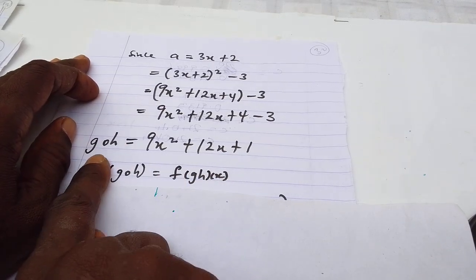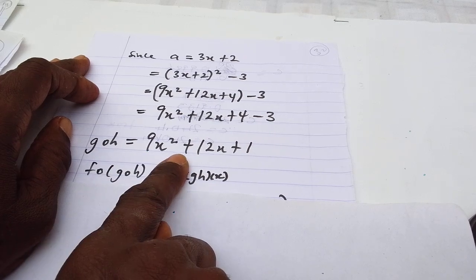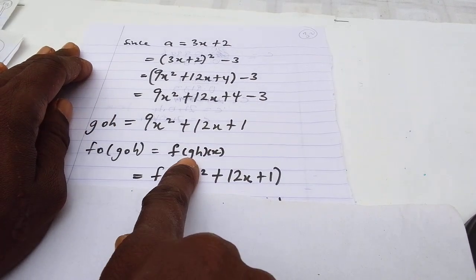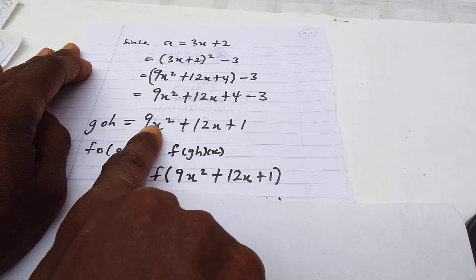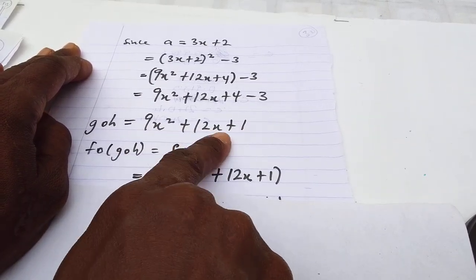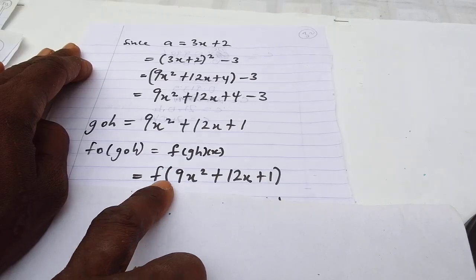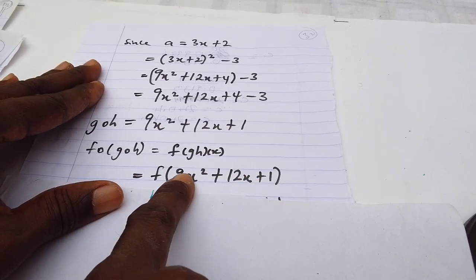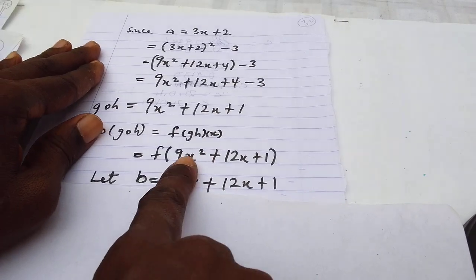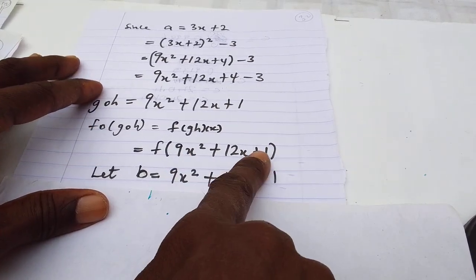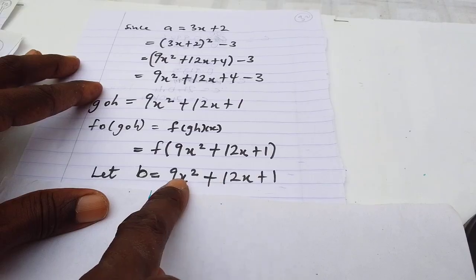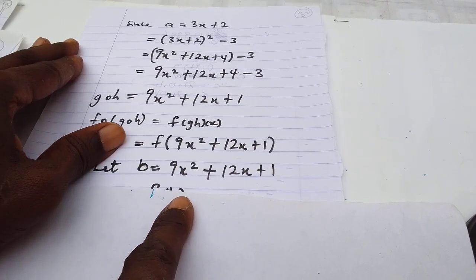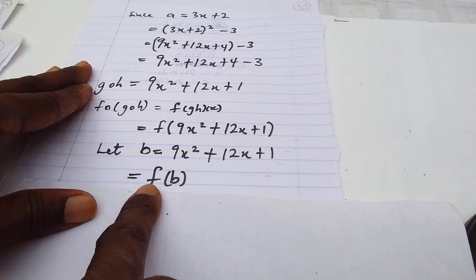You know our GOH is what? This 9x squared plus 12x plus 1. So that means, for you to remove the GH, you substitute the mapping of this composite here. So that means F of bracket 9x squared plus 12x plus 1. Now you can use B to represent the composite 9x squared plus 12x plus 1. When you use B to represent it, this is the same thing as saying F is what?